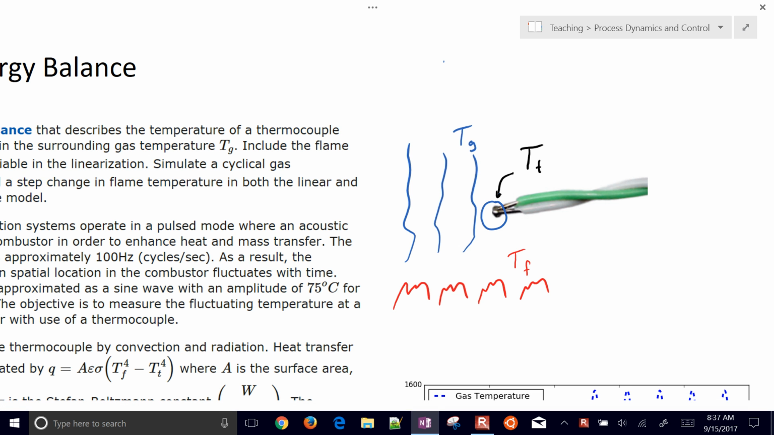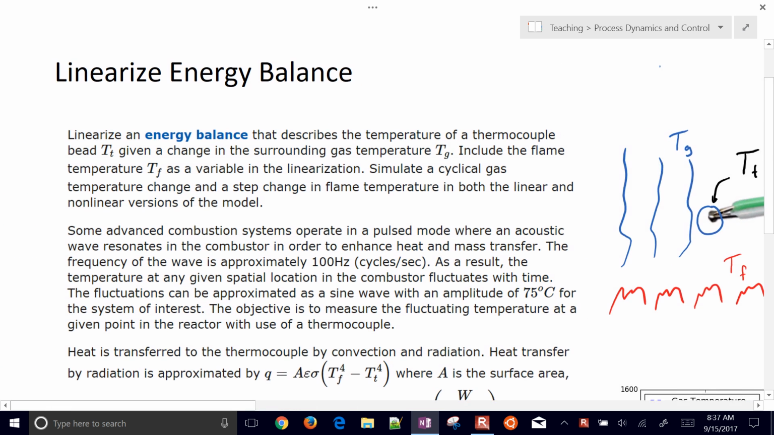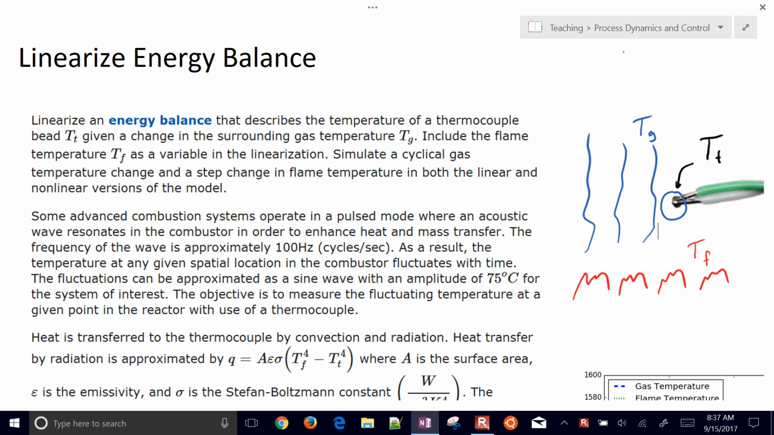Now our gas temperature is going to be changing throughout this system. Some advanced combustion systems operate in this pulse mode where an acoustic wave resonates in this combustor. In order to enhance the heat and mass transfer, the frequency of the wave is approximately 100 hertz, so 100 cycles per second. And as a result, the temperature at any given spatial location, so here or here, may fluctuate with a sine wave or cosine wave with an amplitude of 75 degrees C.